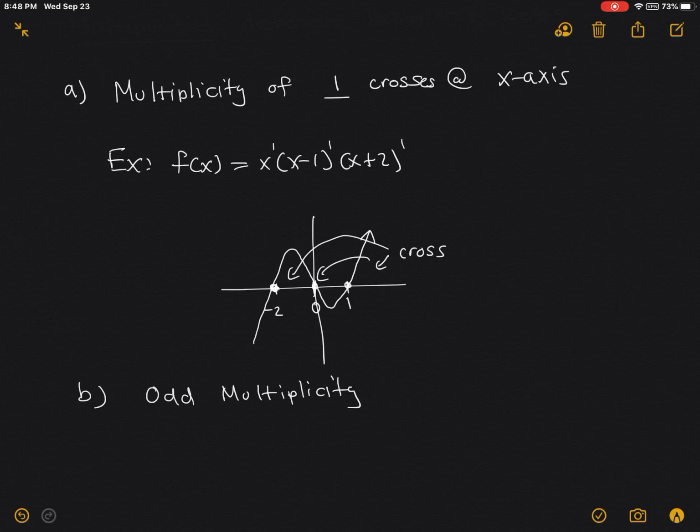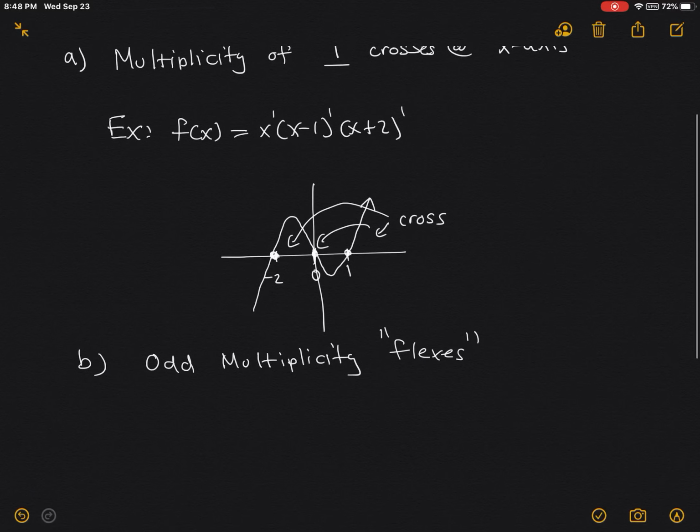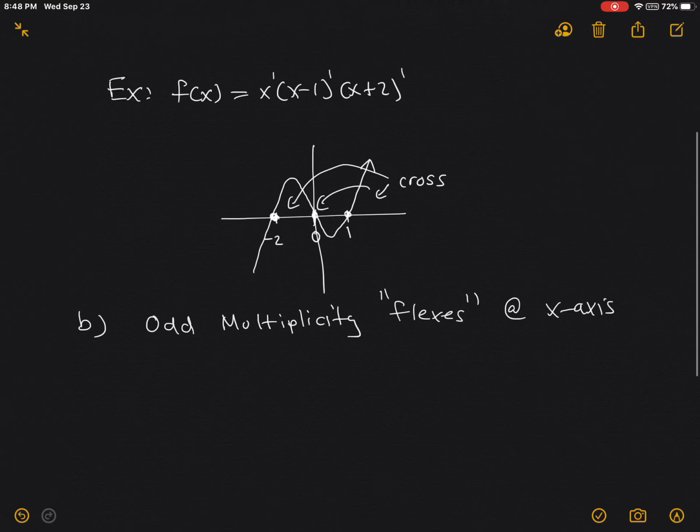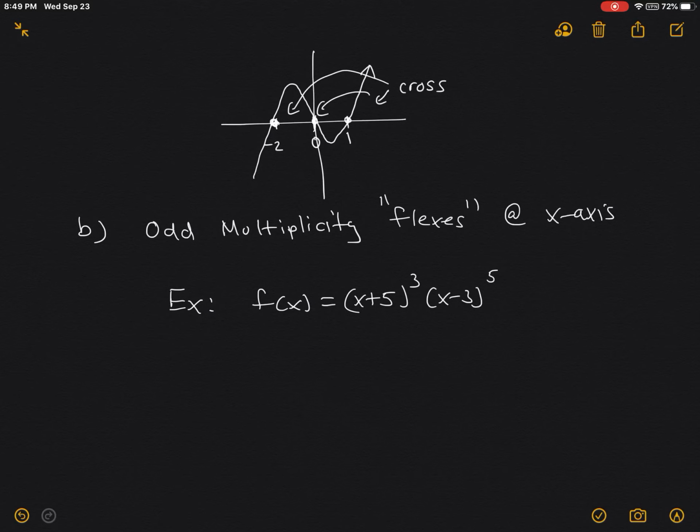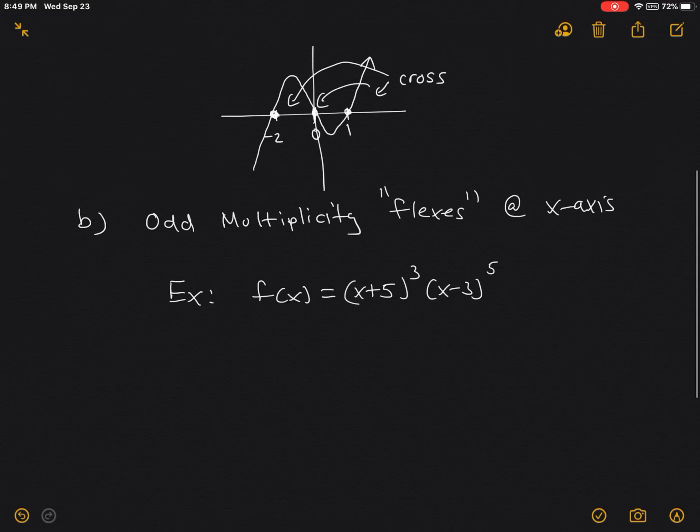Well, why did I have a separate one, right? If all odd multiplicities cross at the x-axis, well, I'm going to use a different word instead of crossing. It flexes, okay? Flexes and cross basically mean the same thing, but it looks slightly different. So what do I mean by odd multiplicity flexes at the x-axis? If I were to give you, I don't know, take this graph for instance, f of x is equal to x plus 5 cubed times x minus 3 to the 5th, right? Would you agree that the multiplicities are all odd, right? 3 and 5 are all odd.